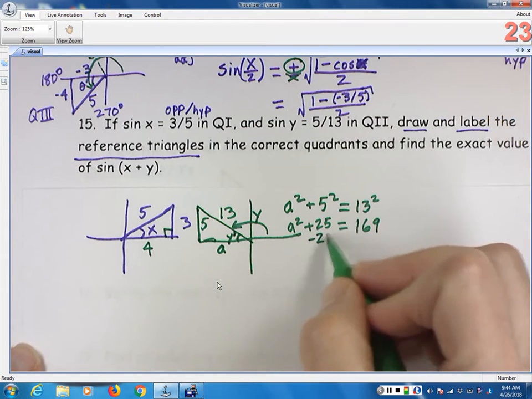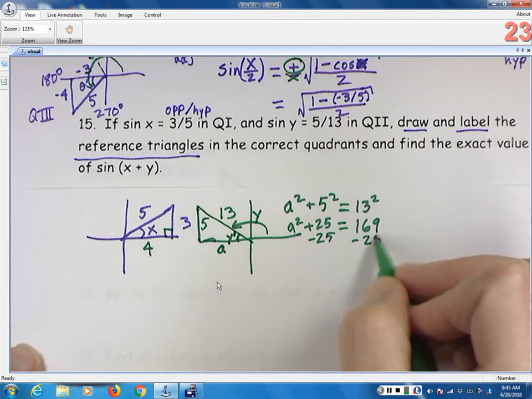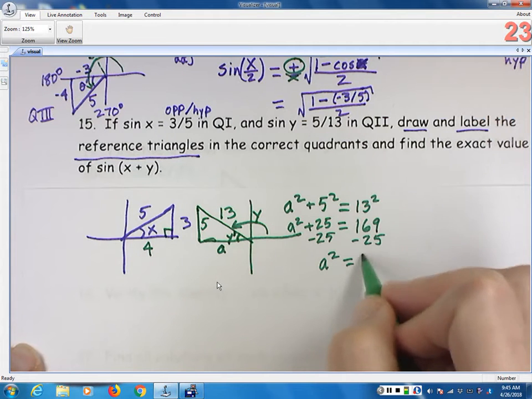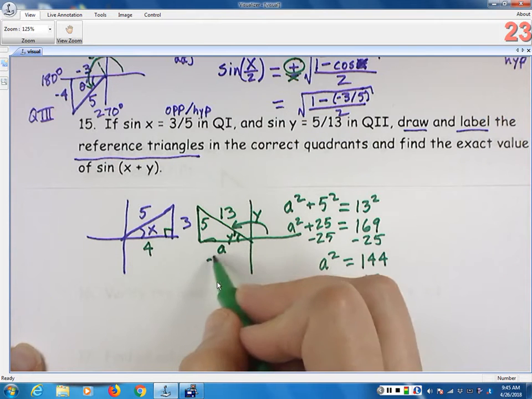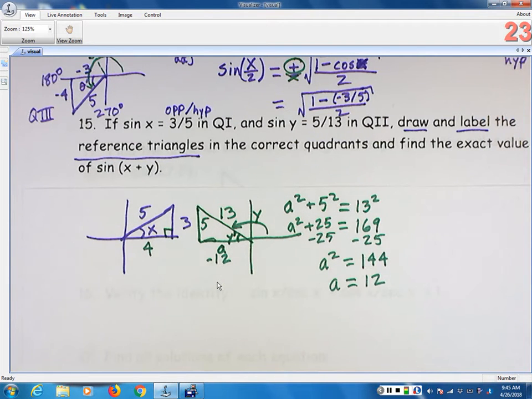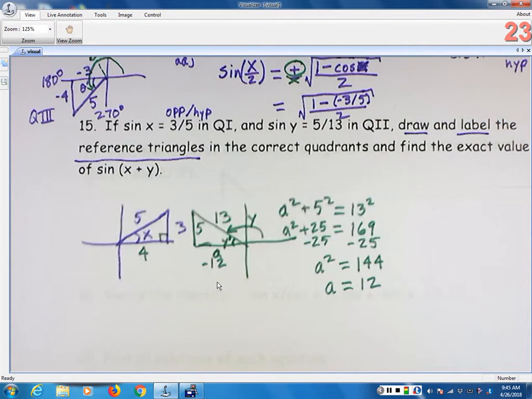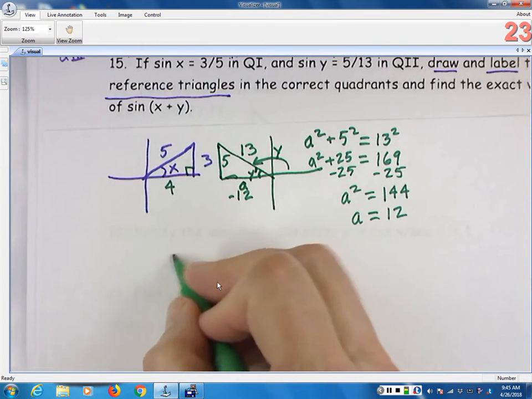Subtract the 25. A squared is 144, so A is 12. But it's negative 12 because of where it is. You go in the negative X direction, you need that negative sign. So there's our pictures. And now we're going to find the exact value of sine of x plus y.